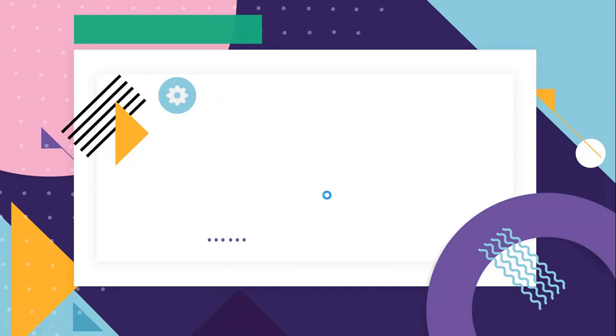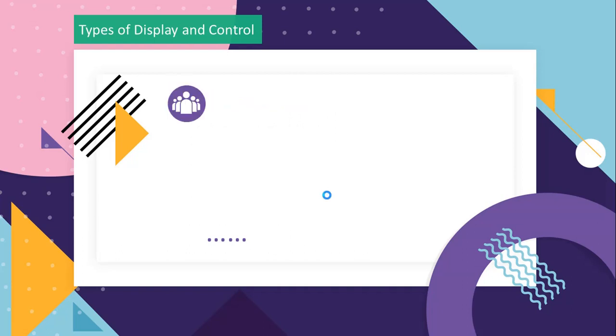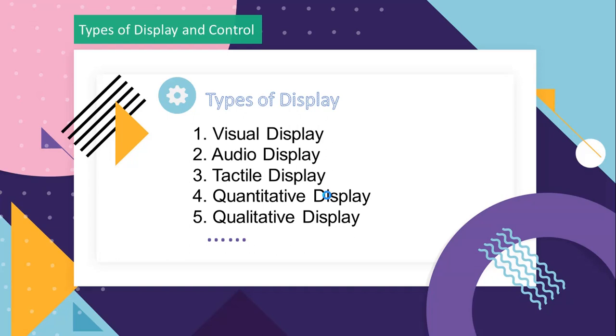Next is types of display and control. The first one is types of display. There are 5 types of display. The first is visual display. Visual display is a means of channeling information to humans that is displayed visually. And the second is audio display, where we can get the information by listening. And the third is tactile display.